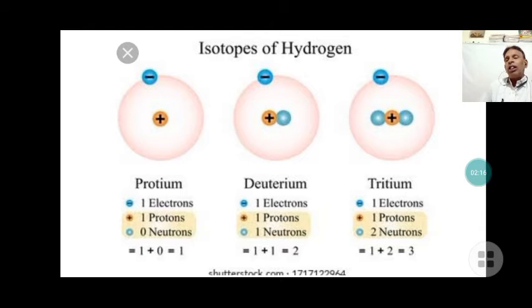Now we know that isotopes are the atoms of the same element having the same atomic number but different mass number, due to the different number of neutrons present in their nucleus. That is isotopes, and they are protium, deuterium and tritium.